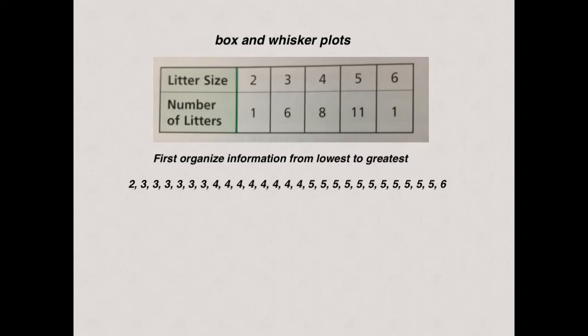Well, my 2, I got it from the 1 litter. My 6 3s, 1, 2, 3, 4, 5, 6, I got right here. There's 6 of 3, 8 of 4, 1, 2, 3, 4, 5, 6, 7, 8, and so on. 11 of 5, 1, 2, 3, 4, 5, 6, 7, 8, 9, 10, 11. I'm double checking just in case. And then 1 of 6. So that's where I'm getting this information from, class.